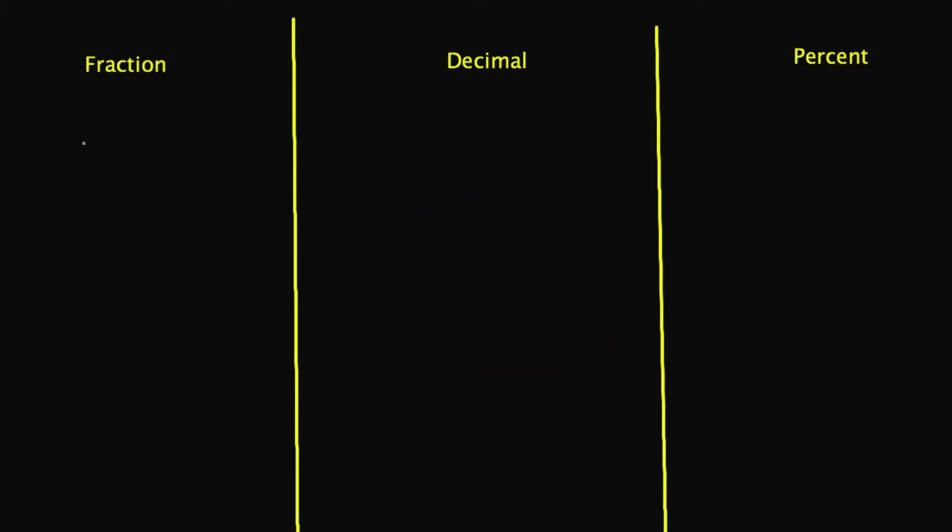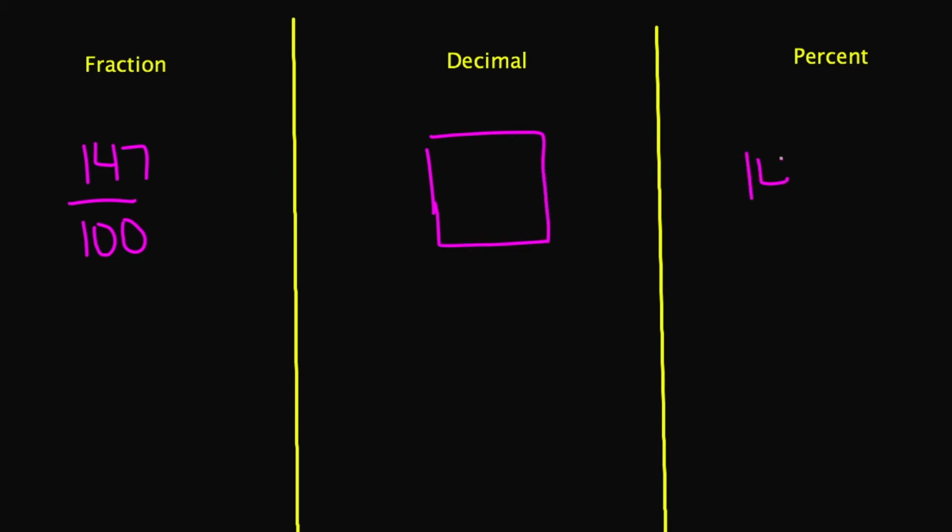So let's say I gave you the fraction 147 over 100. We need to find the decimal, and then my percentage is going to be 147%. So how do I find the decimal? The best thing you can do, there are 2 ways. You can divide 147 divided by 100.